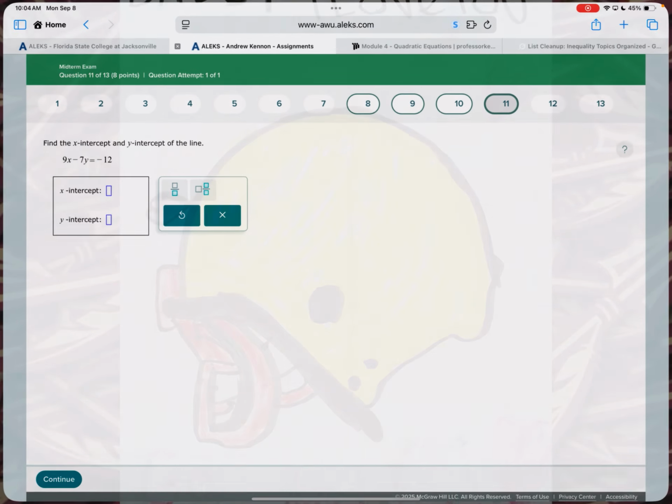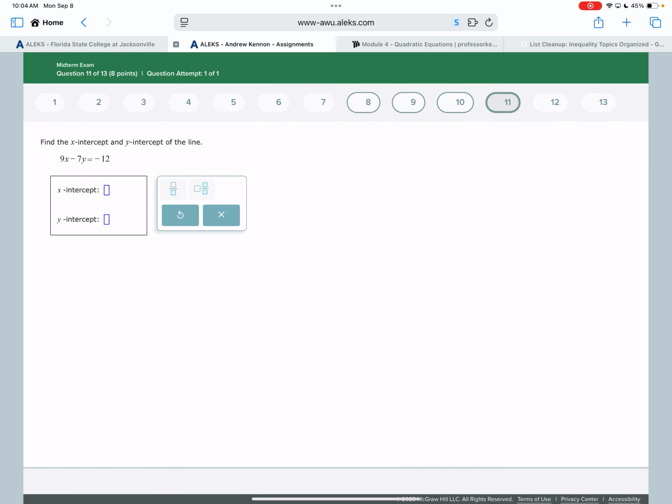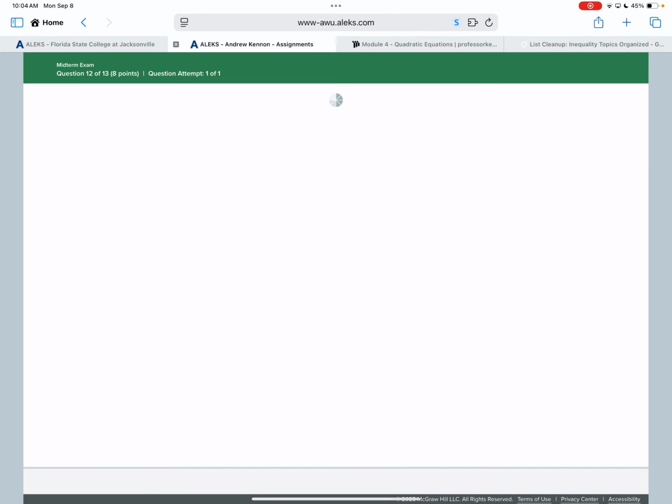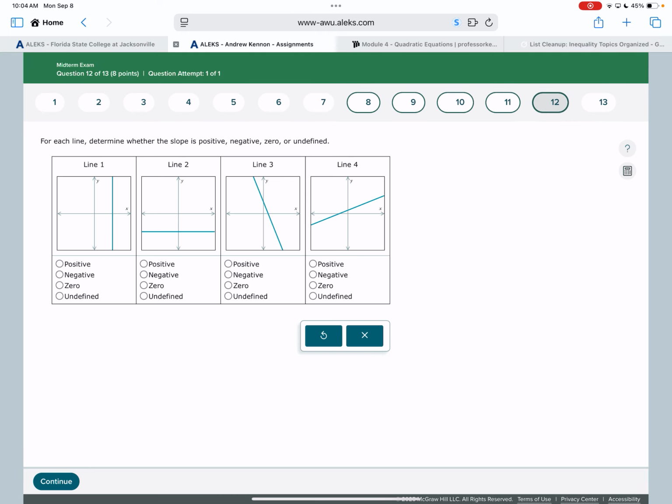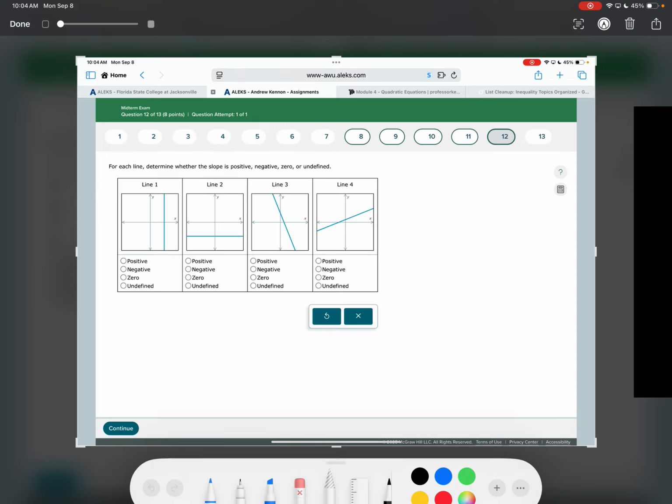All right, a couple more. Number 12. Ooh, classifying the line as positive, negative, undefined, or 0.